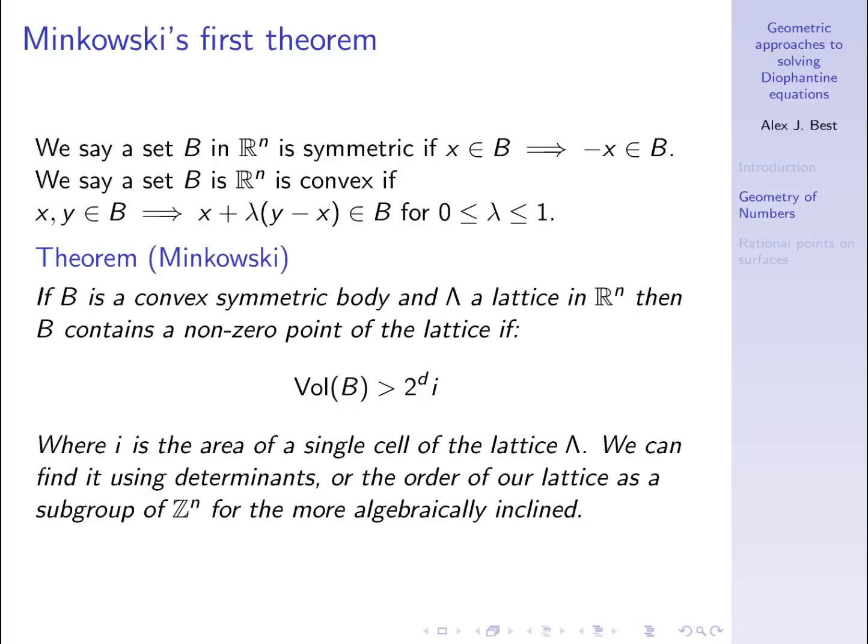We can find this area using determinants, or the order of our lattice as a subgroup of Z to the n, if you're more algebraically inclined. But intuitively it's just the area of this cell that gives us our lattice. So we should try applying it now.